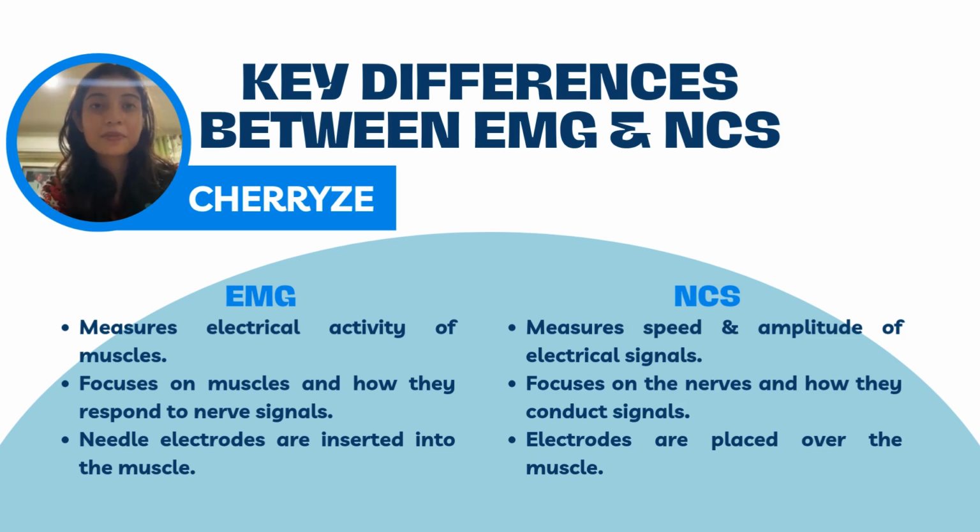Key differences between EMG and NCS. EMG measures electrical activity of muscles. It focuses on muscles and how they respond to nerve signals, and needle electrodes are inserted into the muscle. NCS, however, measures speed and amplitude of electrical signals, focuses on the nerves and how they conduct signals, and the electrodes are placed over the muscle.